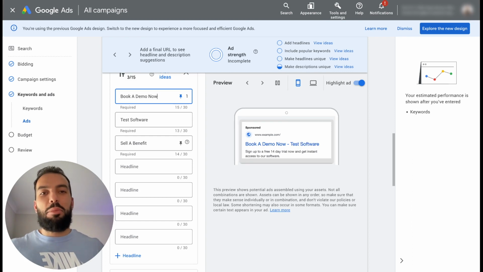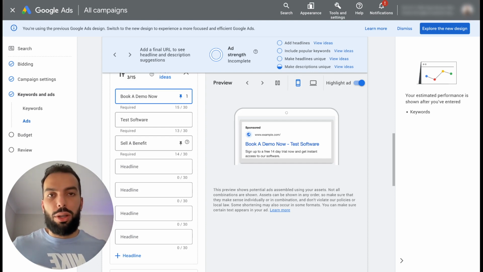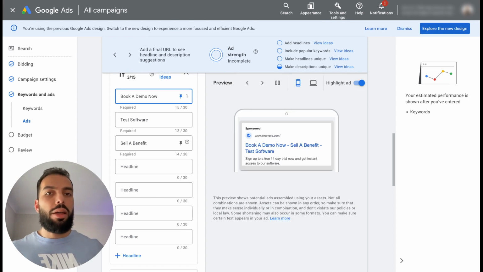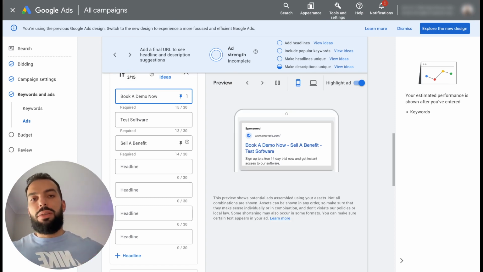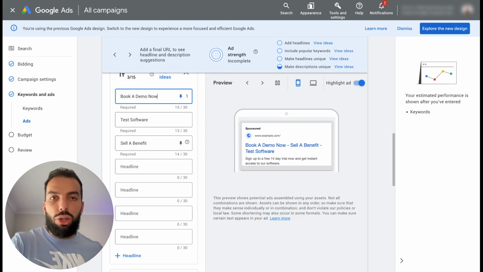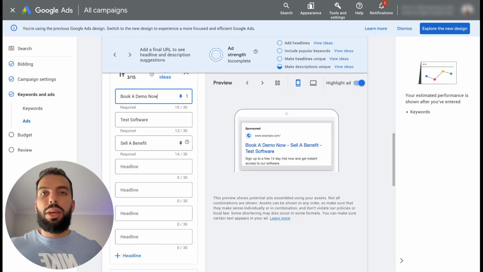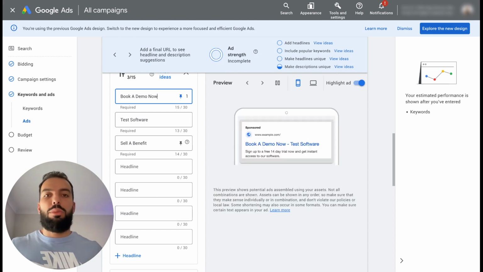So instead of book a demo now, you can put something like discover your solution. So that way people are like, okay, if I take this call to action and fill out this form, I will get the benefit of actually finding a solution for me. Because sometimes people think booking a free demo is just going to be your standard demo that will be used the same way for every single prospect.